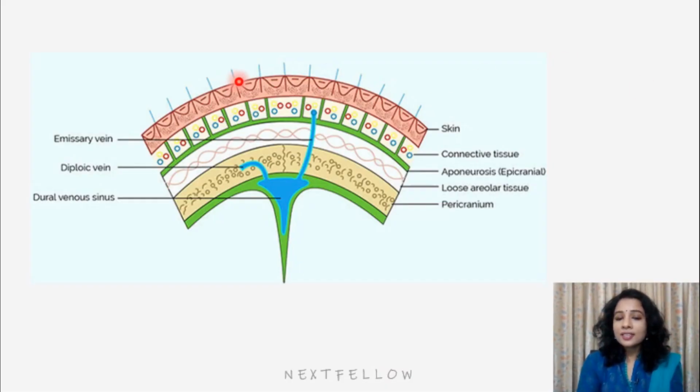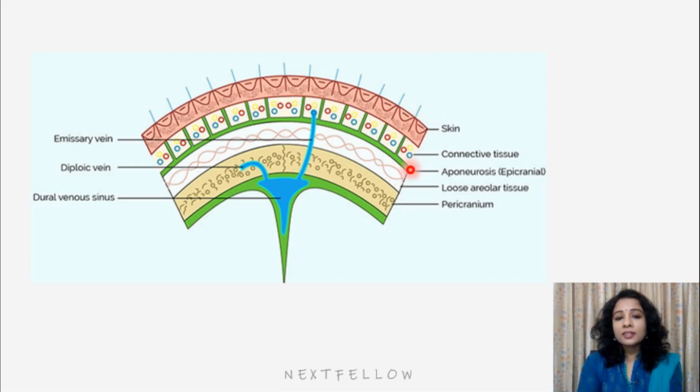So now let us understand the layers of scalp. The term scalp itself stands as an abbreviation for its layers. S stands for the skin, C for connective tissue, A for aponeurosis, L for loose areolar tissue, and P for pericranium. So the skin of the scalp, you can see the skin here. These are the various layers of the scalp. The skin, connective tissue and aponeurosis.